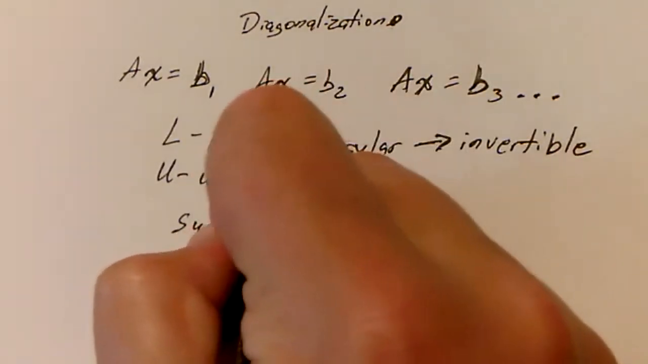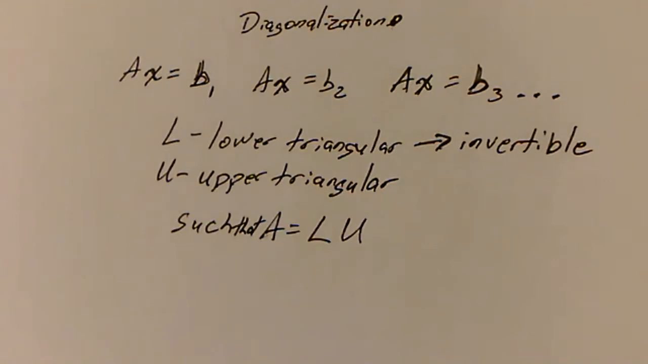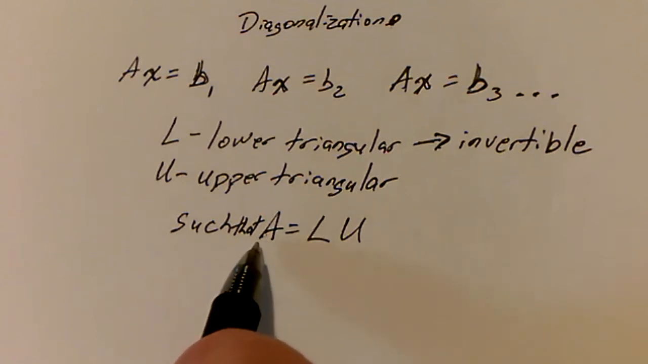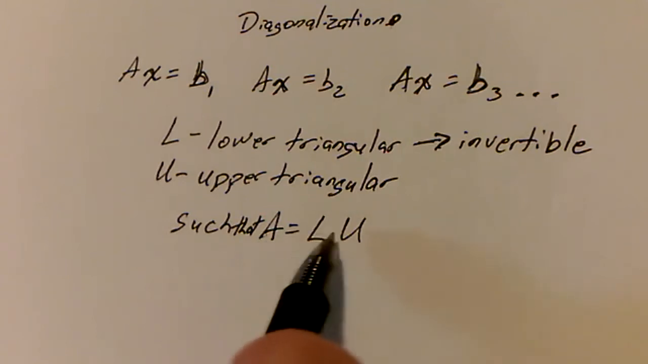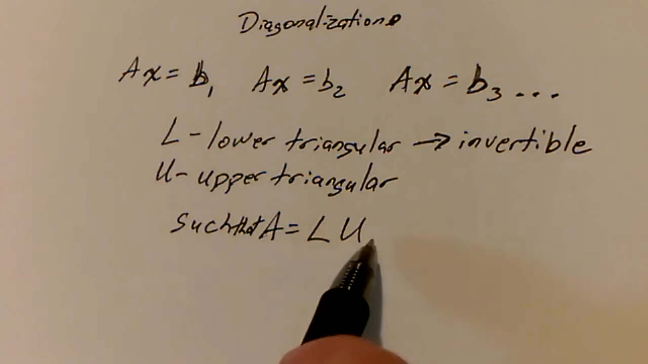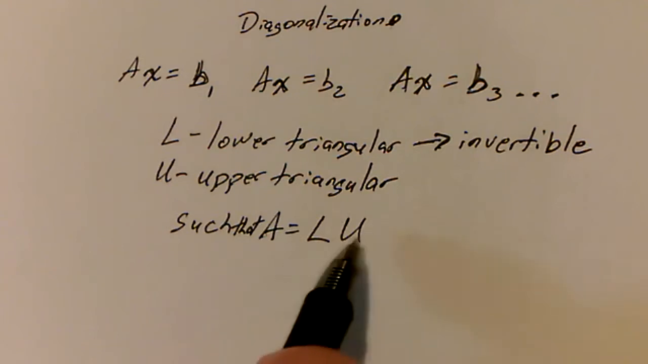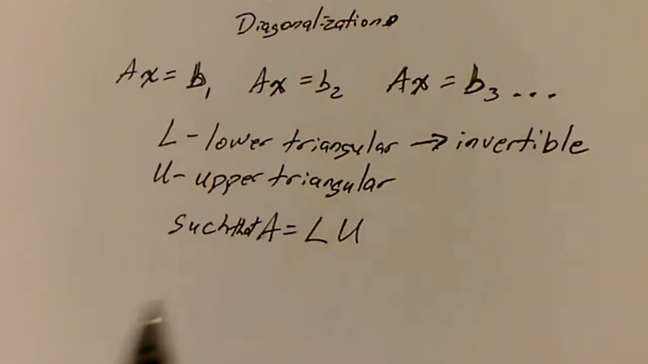Such that A is equal to L times U. Okay, that's what we're interested in. This L is invertible, so if A is invertible, a product of matrices that are each invertible, then U is invertible. If A is not invertible, U is not invertible, because if they were both invertible, then the product of two invertible matrices would be invertible. So we can at least get this factoring where one of the matrices is an invertible matrix.